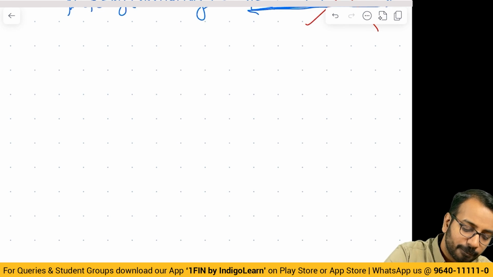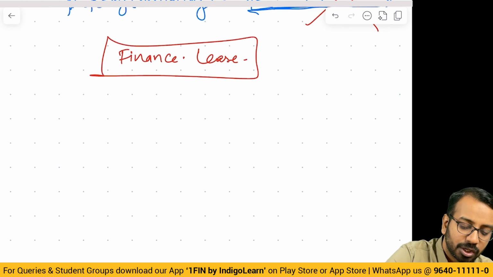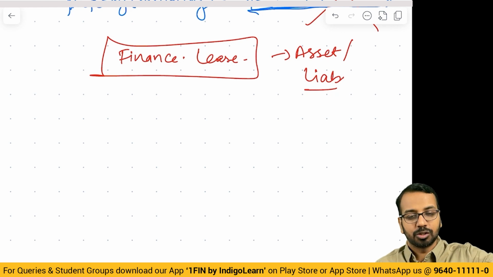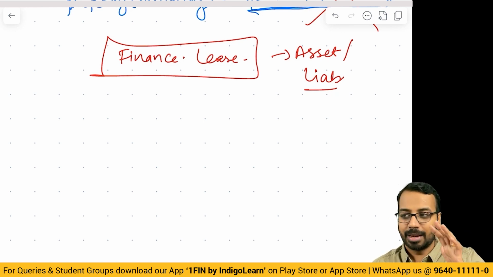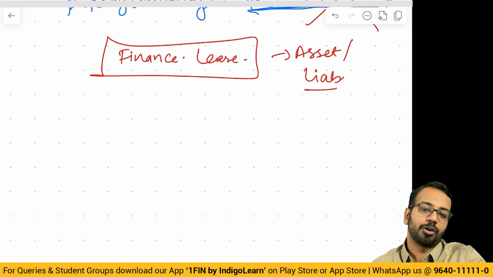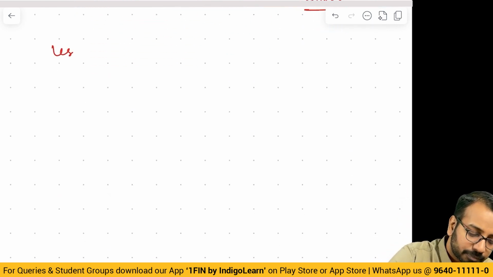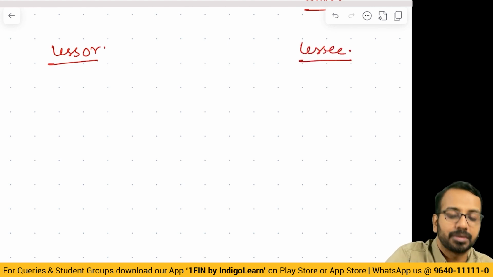So what you have to do is, there is a category called finance lease, and in case of a finance lease, you have to show an asset and a liability in the balance sheet. Okay, so that is the background of the standard, not relevant from your examination point of view, but for you to understand. Right now, we said there is one party lessor, there is another party lessee.